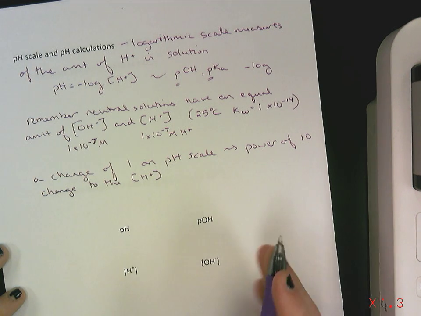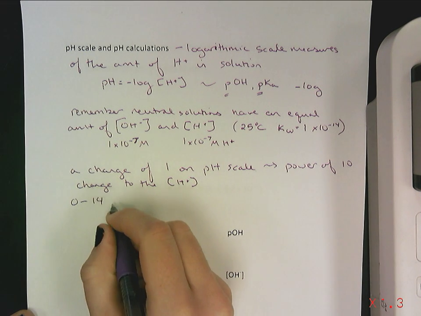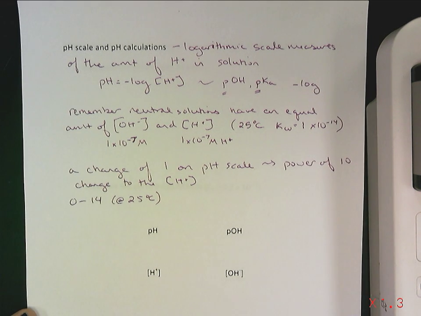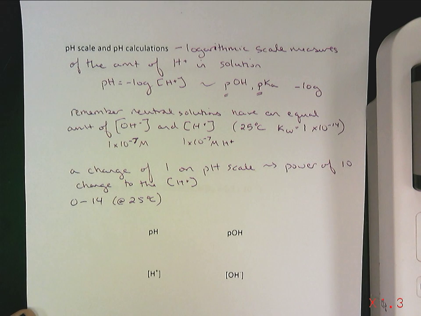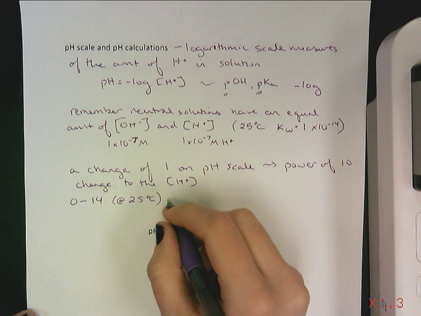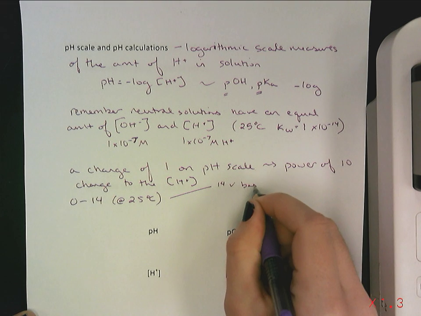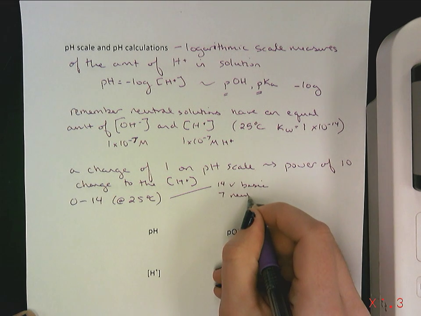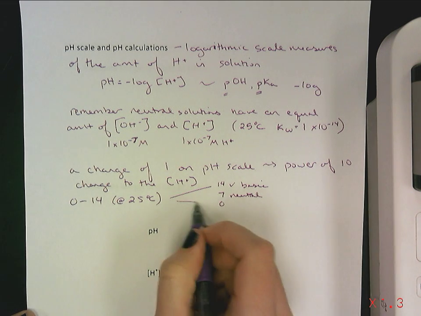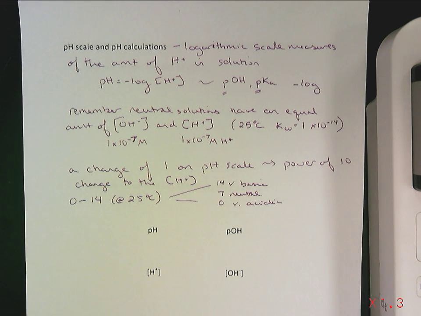Just a brief orientation. On the pH scale, we're going from 0 to 14 at 25 degrees Celsius. This is based on Kw, which is where we get the number 14 from: the negative log of 1 times 10 to the negative 14 is 14. So on that 0 to 14 scale, we've got a couple landmarks, right? 14 is very basic. 7 is neutral. 0, and actually there are even negative values, are very acidic. And all of the ranges in between.